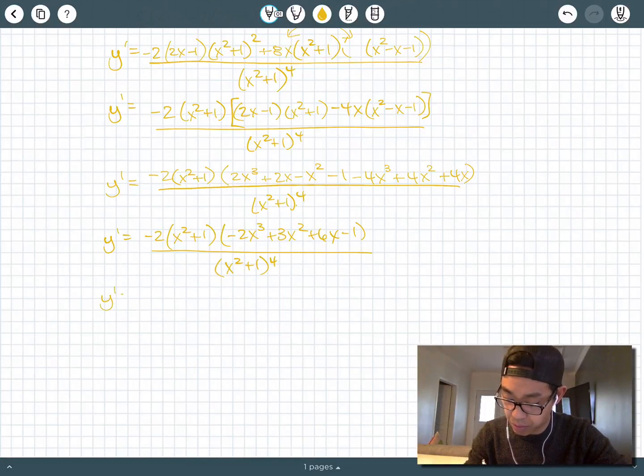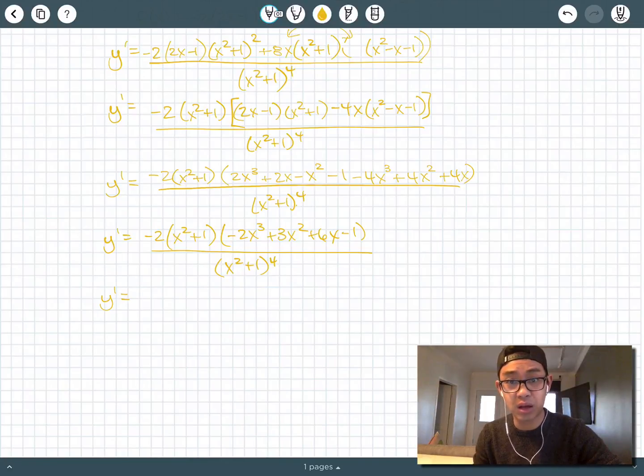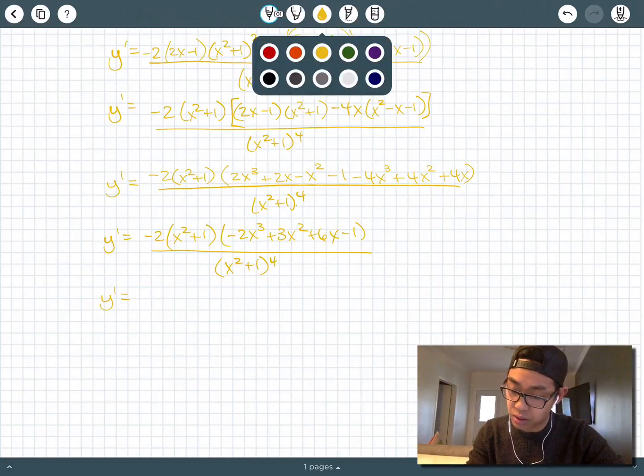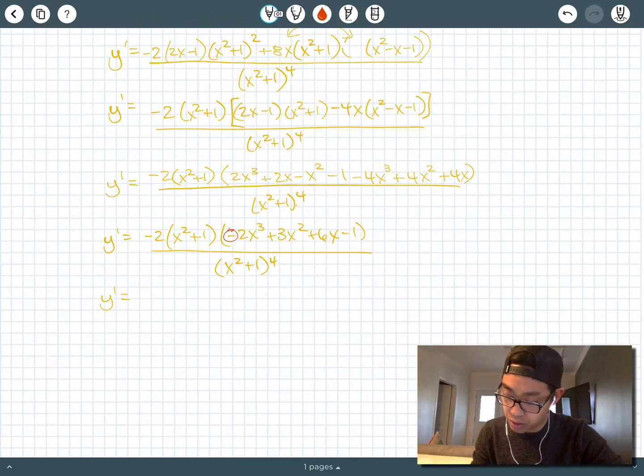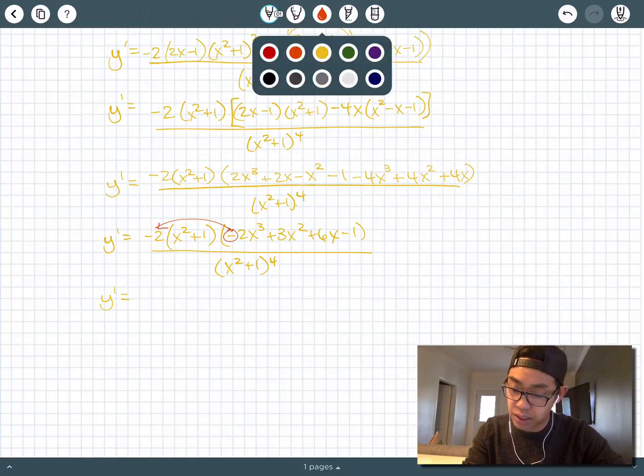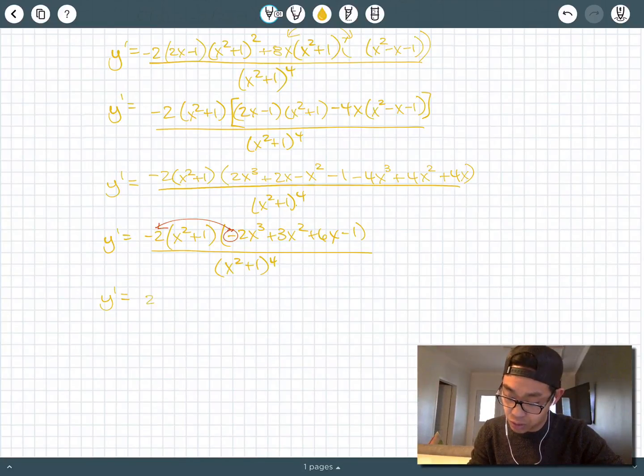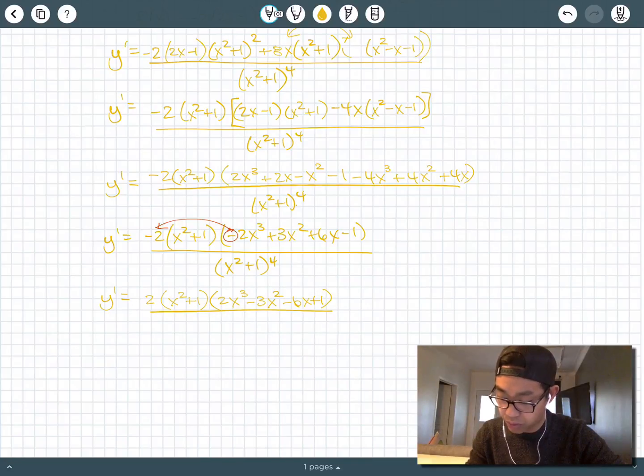To simplify a little bit more, we don't want a negative within that circle bracket to be our leading coefficient. So we'll pull out the negative, and join it with the negative 2 out front. So we're going to get 2 times (x squared plus 1). And when we pull out a negative from the last bracket, it changes all the signs. So we get 2x cubed minus 3x squared minus 6x plus 1, all over (x squared plus 1) to the 4.